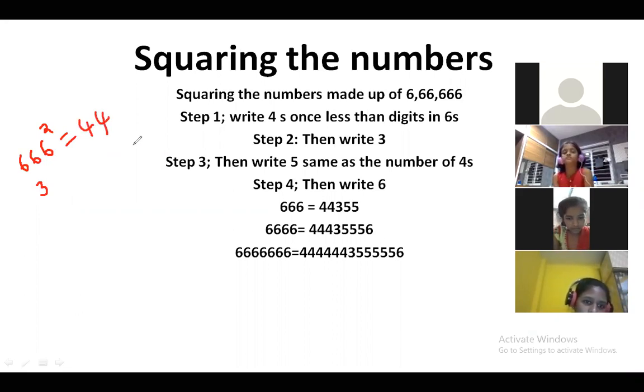Second step, after writing the 4s, you should write 3. Then write 5s, the same as the number of 4s. Now you have to write 5s.